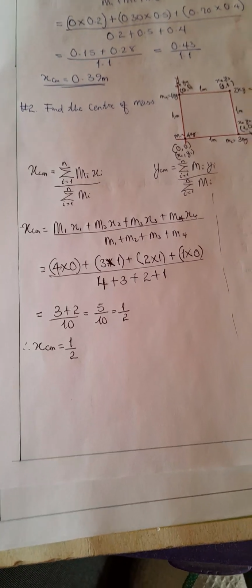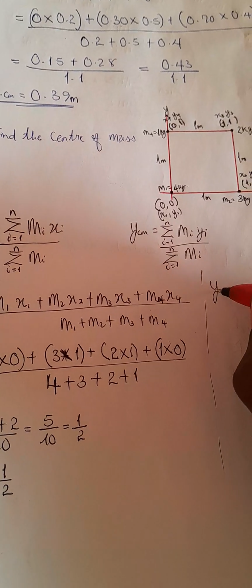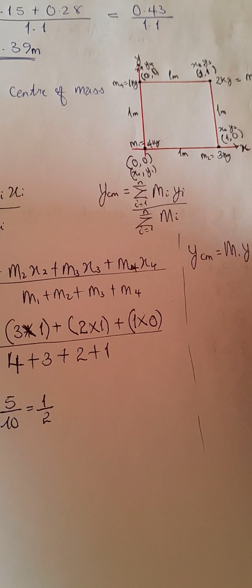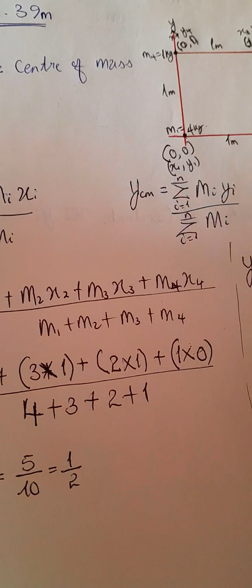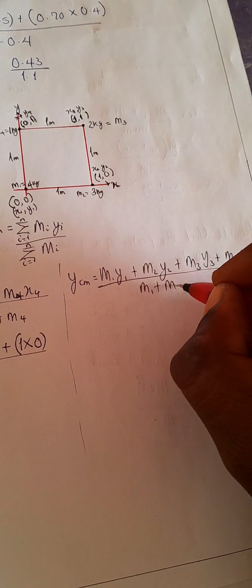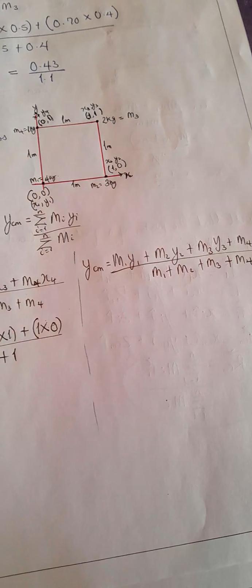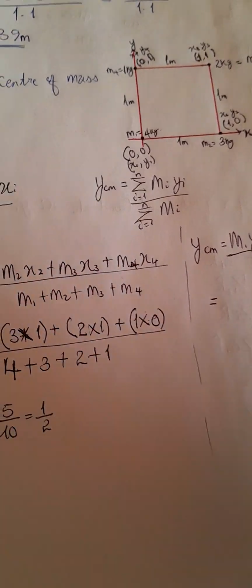I hope you understand. So we're going to simplify this and then write the final answer. Right, after simplifying, xcm equals 1 over 2. The same thing we're going to do for the y position. So ycm equals m1 y1, m2 y2, m3 y3, m4 y4 over m1 plus m2 plus m3 plus m4. So we're going to substitute the value for each of these points. Don't be tempted to write the same thing you wrote for x for y. It can be very, very different.